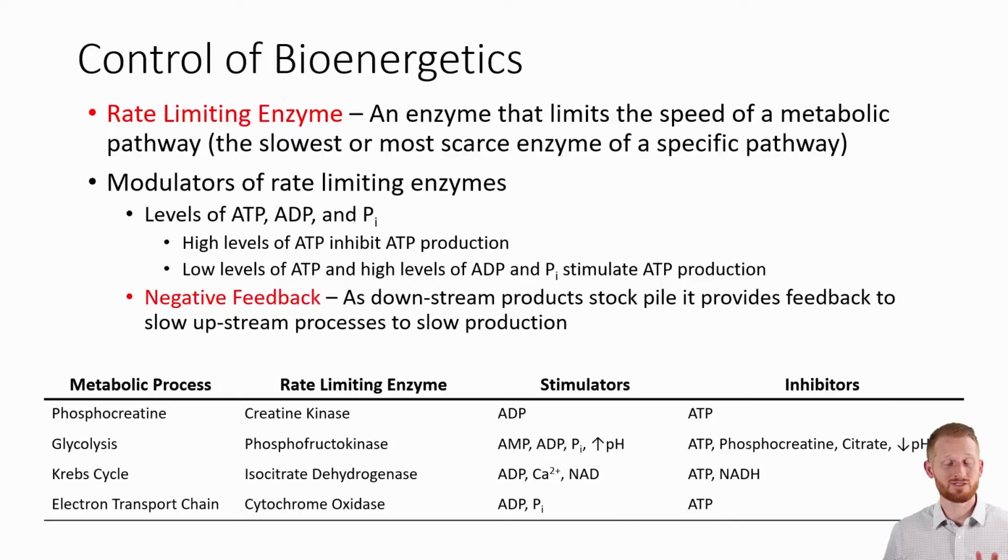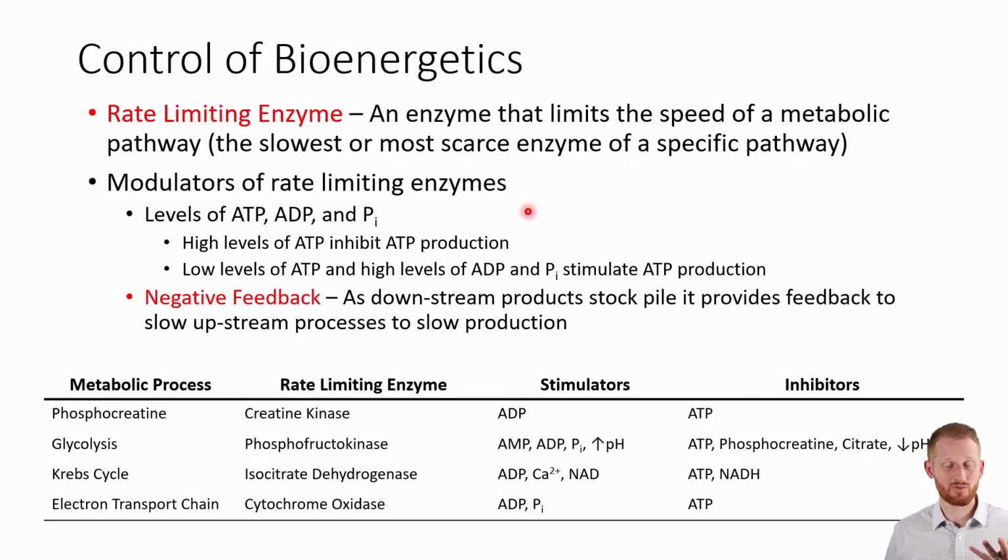So at the beginning of this video, I mentioned how enzymes actually control the rate of bioenergetics. And so we have what we call rate-limiting enzymes. These are the enzymes in each bioenergetic pathway that are either the slowest or the most scarce. So there's not enough of it essentially to go around in order to make the pathway go quickly. And so whichever is the slowest or the most scarce enzyme is typically going to be your rate-limiting enzyme, and it is the enzyme that slows down the metabolic pathway and controls how quickly that pathway moves forward.